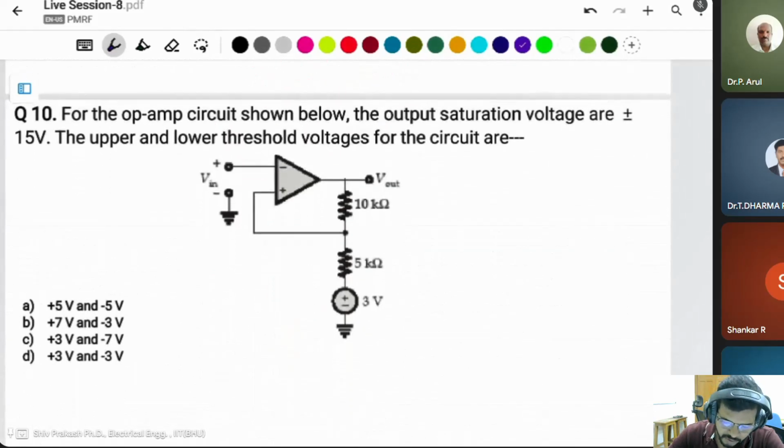Okay, the next question. For the op-amp circuit shown below, the output saturation voltages are plus minus 15 volt. Then the upper and lower threshold voltages for the circuit are... In this case, the saturation voltage is given as plus minus 15 volt. It means the positive voltage is plus 15 volt and the negative voltage is minus 15 volt. Vin is applied at this point. You have to find this voltage.